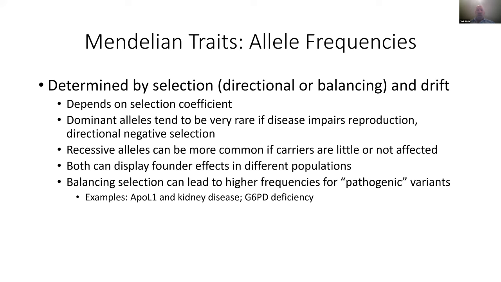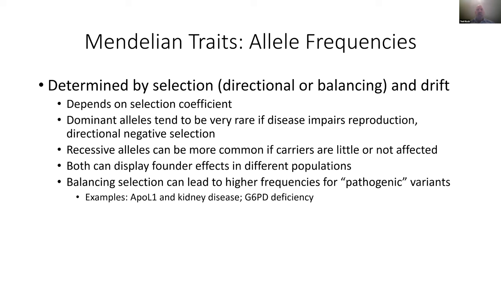As we now realize, both recessive and dominant variants can show founder effects. I think back in the day, if you go back maybe 30, 40 years, people would think it's really only recessive disorders that do, but we now know that actually that's not true.